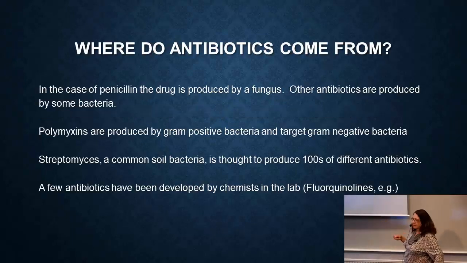All right, so I've been talking about antibiotics and how they work, and where they come from. In the case of penicillin, I've already told you, the drug is produced by a fungus. Other antibiotics are produced by some bacteria. Polymyxins are produced by gram-positive bacteria, but they target gram-negative bacteria. In particular, Streptomyces, which is a common soil bacteria, is thought to produce hundreds of different antibiotics. That's where streptomycin was isolated. And in addition, a few antibiotics have been developed by chemists in the lab. For example, fluoroquinolones.